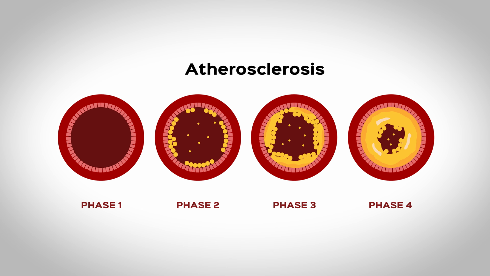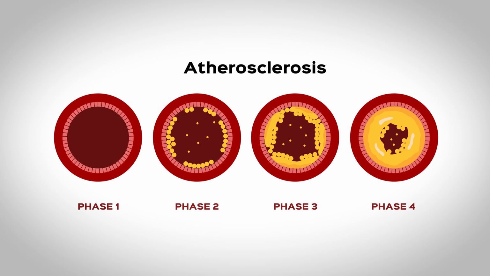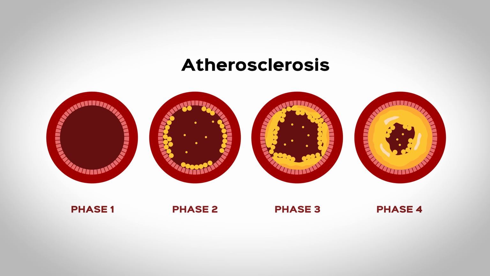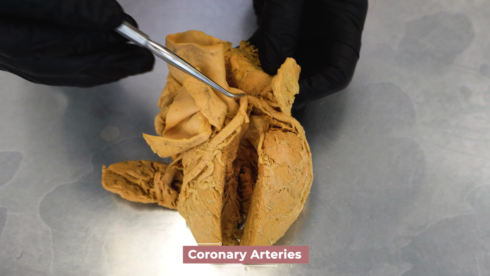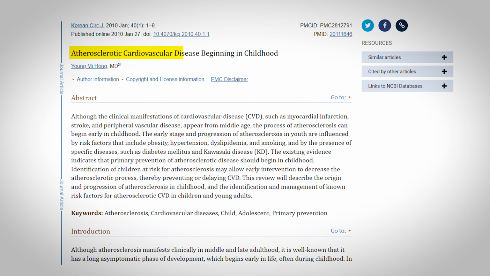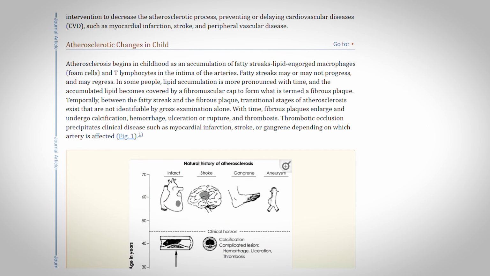But coronary artery disease is due to atherosclerosis, which is a buildup of plaque in the wall of the artery. And in this case, the coronary arteries that feed the heart muscle itself. And what is concerning about this is that the beginning stages of arterial plaque development can start as early as someone's teens. And there have been multiple studies that show this.